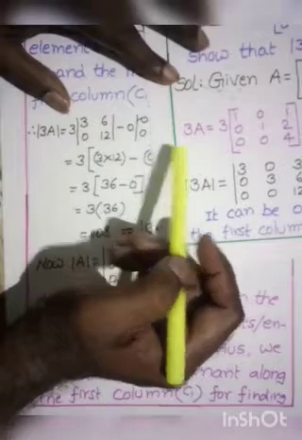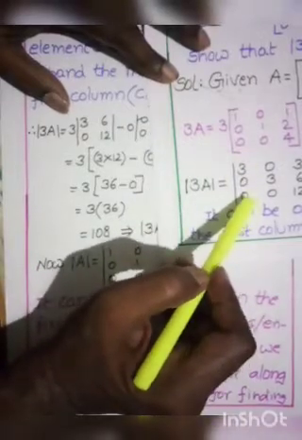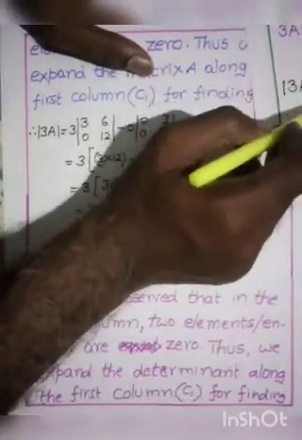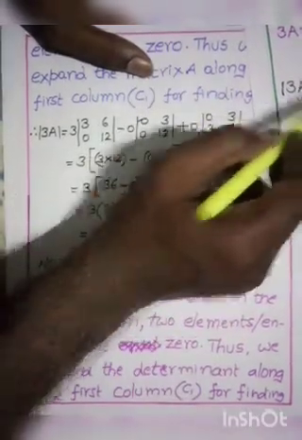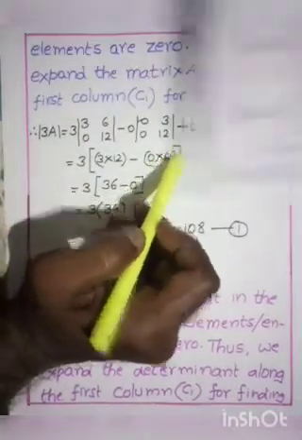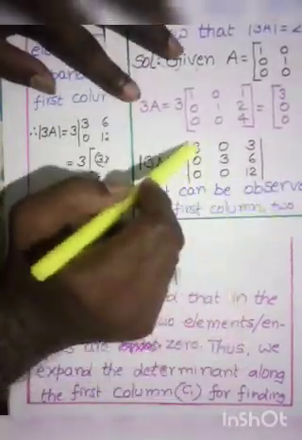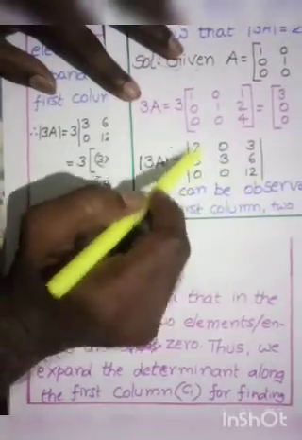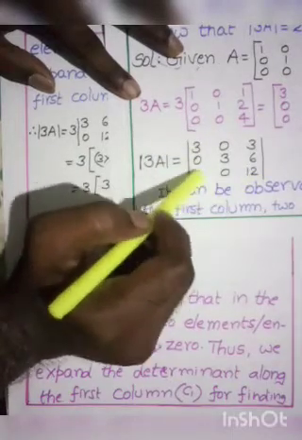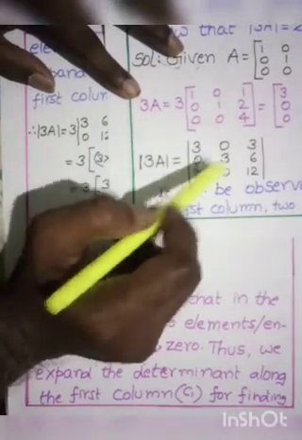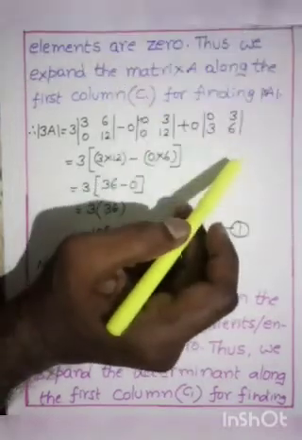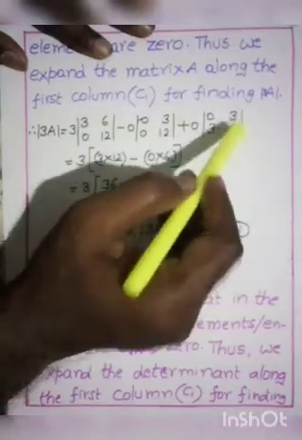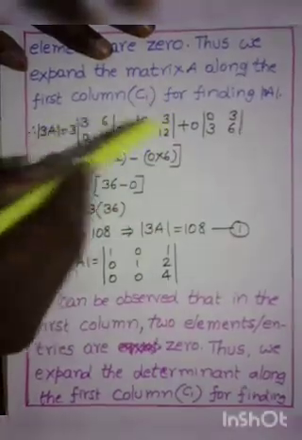Next, what is the next element? The third element is 0, so keep a plus sign here: plus minus plus. So plus 0 into, if you close this row and this column, because this element lies in the third row and first column, we are closing the third row and first column. 0 3 3 6, I wrote 0 3 3 6. Understood all these three terms, my dear children? Right. Now we expand and simplify.